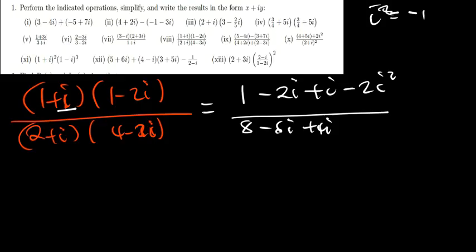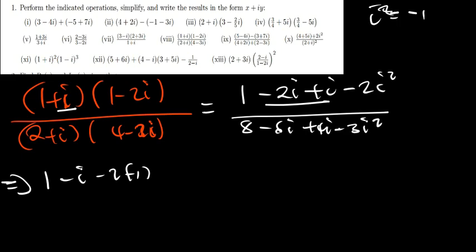Negative 3i squared. Okay, so now I'm going to simplify further to say 1, then the negative 2i plus i is negative i. Then negative 2, here there is i squared, so I'll put negative 1, then I'll divide it by 8. I've got 8, and then negative 6i plus 4i, which is negative 2i. And then I'm going to replace i squared with negative 1, like that.